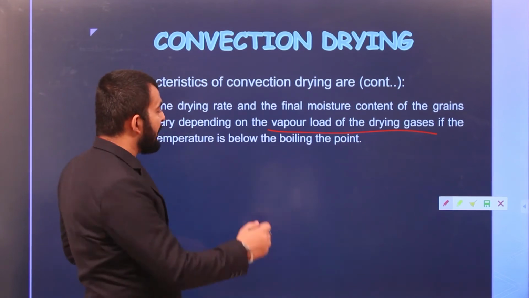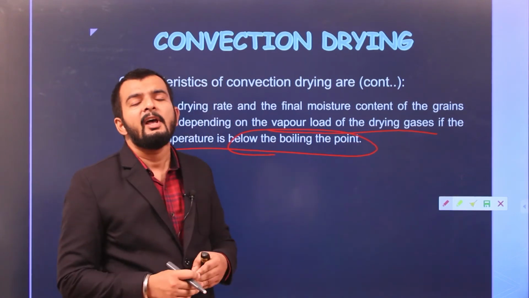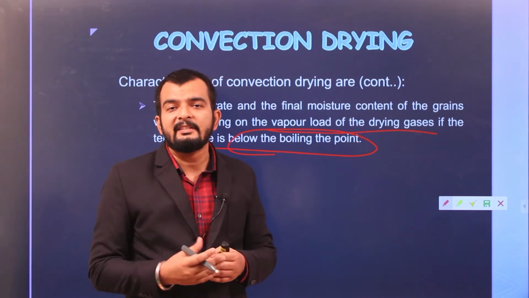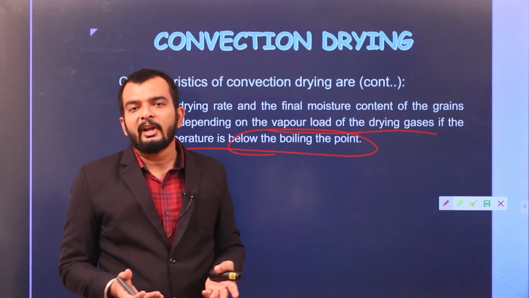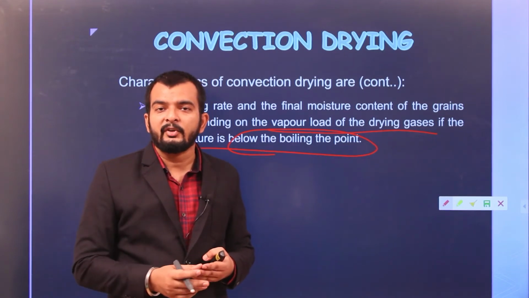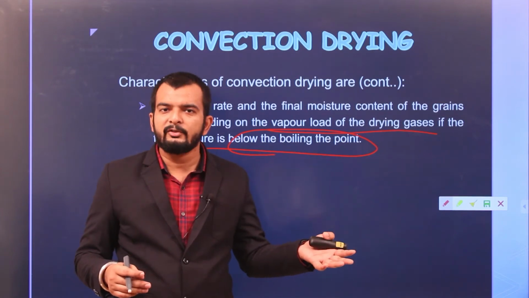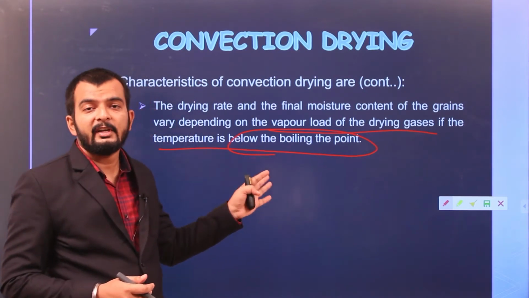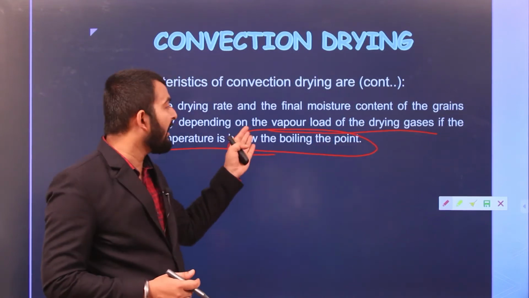Now, a point is specially mentioned when the temperature is below the boiling point. If our gases are hot enough that the boiling point of water in our grains is reached, it will automatically evaporate at boiling temperature, right? At boiling temperature, a phase change occurs, that is, the water converts from the liquid state to the gaseous state and evaporates from the grains. In that case also drying will occur, but if it is below the boiling point specifically, then the moisture content of the drying agent serves as a limiting factor for our drying efficiency.